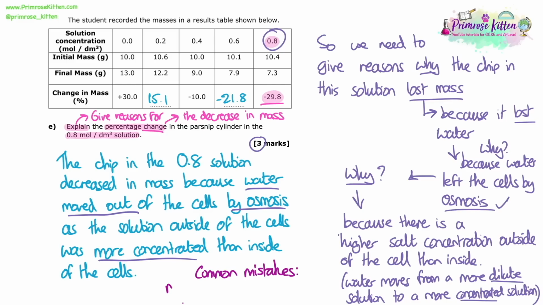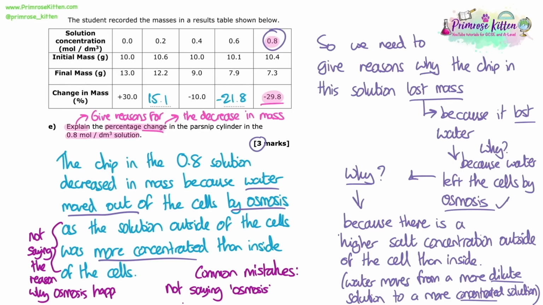So common mistakes are not saying the word osmosis, so not mentioning the process, not saying that key word and losing out a mark. Not saying the reason why the water moved out, so not explaining that difference in concentration, why osmosis has happened. And not saying where the water's moving to.